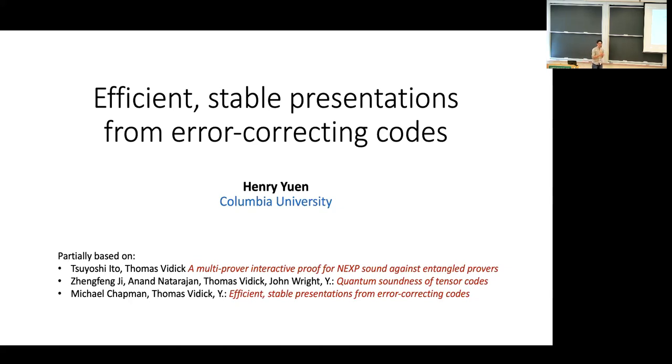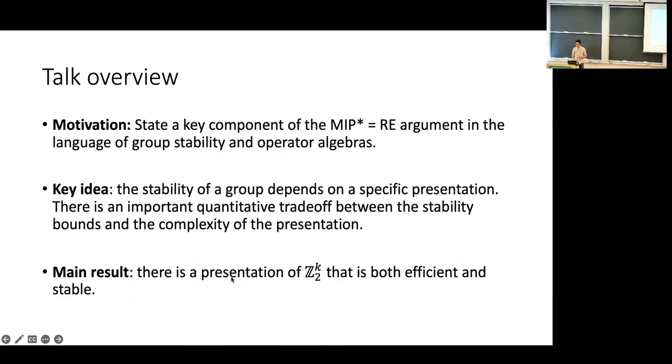So what I'm going to talk about is roughly based on a collection of papers, and it's based on the ideas in there. The motivation for this talk is really to state a key component of the MIP star equals RE argument in the language of group stability and operator algebras.